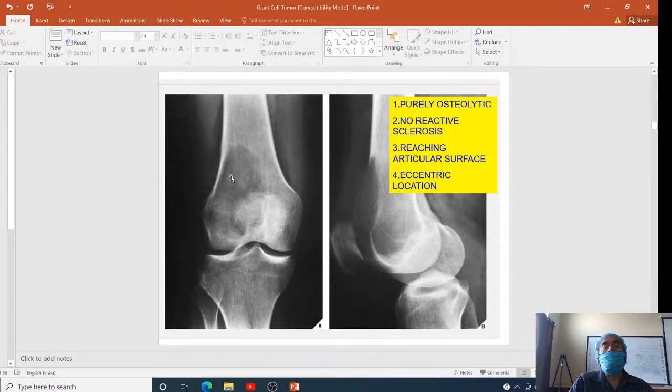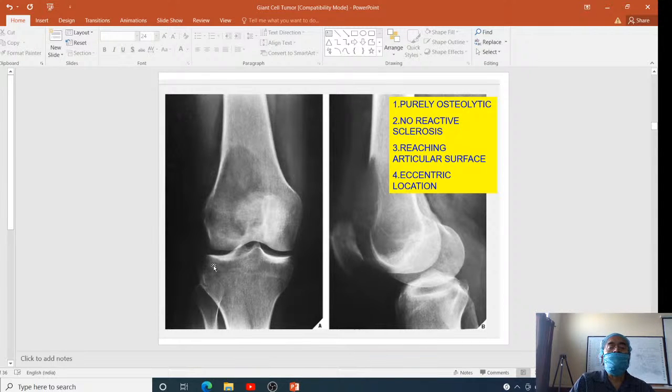And you can see GCT in the lower end of the femur. Can you see it here like this? So this is a normal bone, femur. This is the medial condyle. This is the lateral condyle. And what is this shadow? This sclerotic shadow is the patella. The patella you can see in the lateral views, but in AP views, it is superimposed over the distal femur.